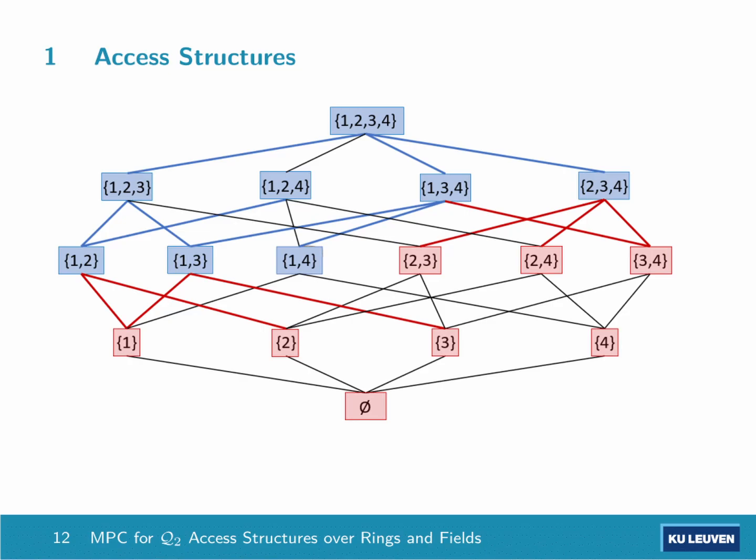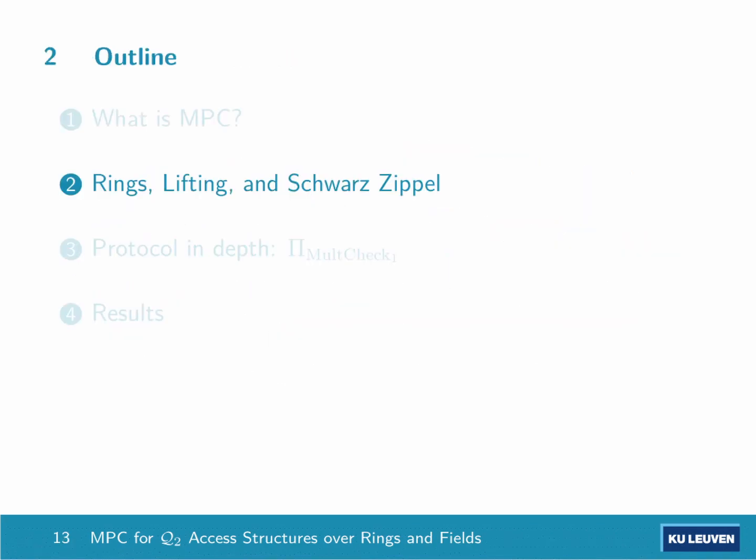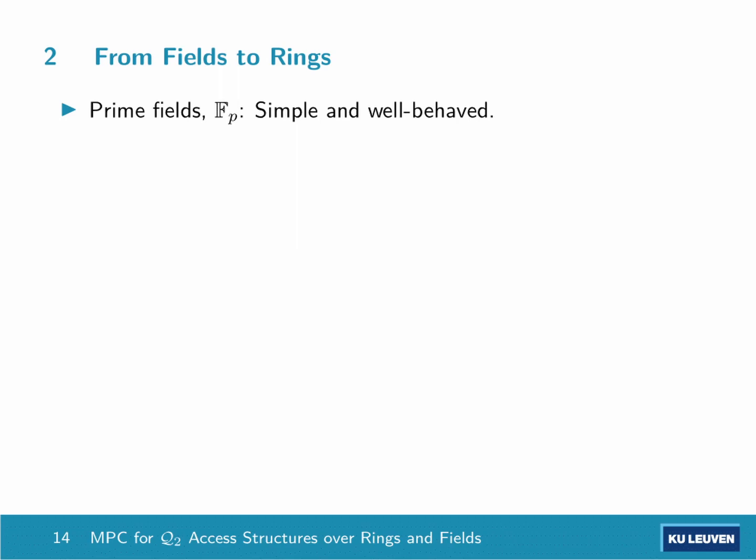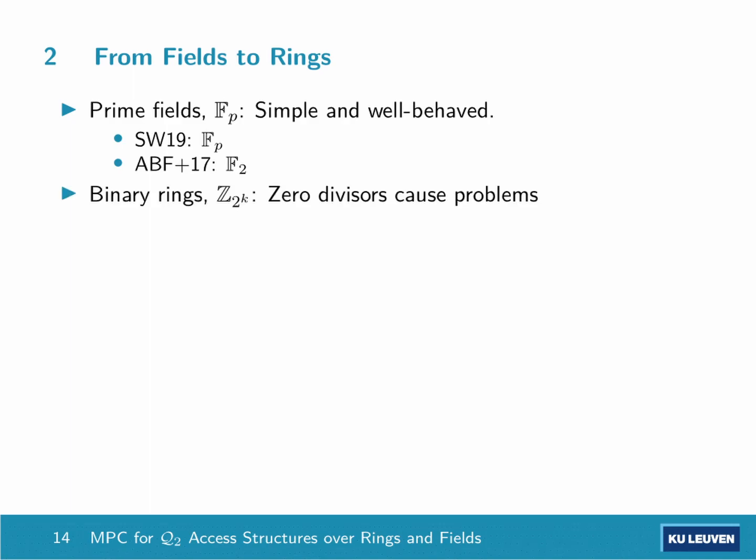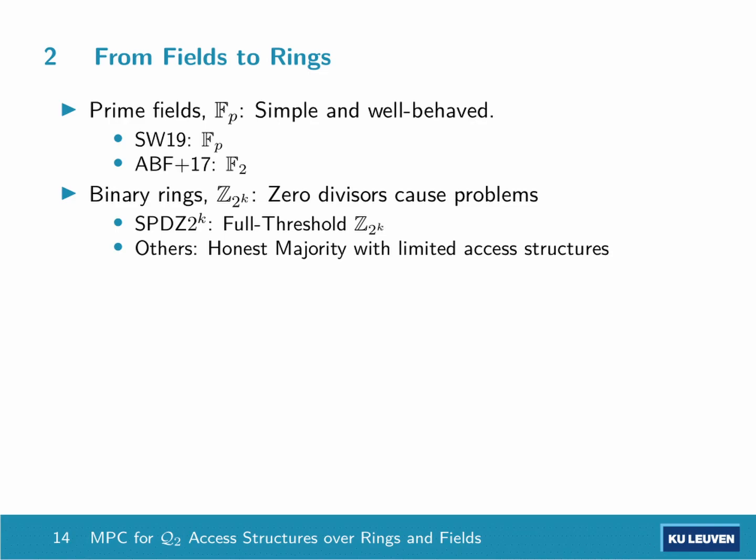One of the major advantages is that this allows us to forego traditional error correcting properties for error detecting properties, so our protocols can be much lighter. Commonly, these protocols work over finite fields modulo a prime, such as SmartWoot 19, or limit themselves strictly to the binary field F2, such as the protocol presented in ABF 17. While there are some protocols that manage to expand this to the ring of integers modulo 2 to the k, as is done in the full threshold case in SPDZ 2k and in limited form in other papers for the honest majority setting using simple access structures, these protocols all introduce complex ways to deal with the problem that working over a ring introduces: zero divisors.